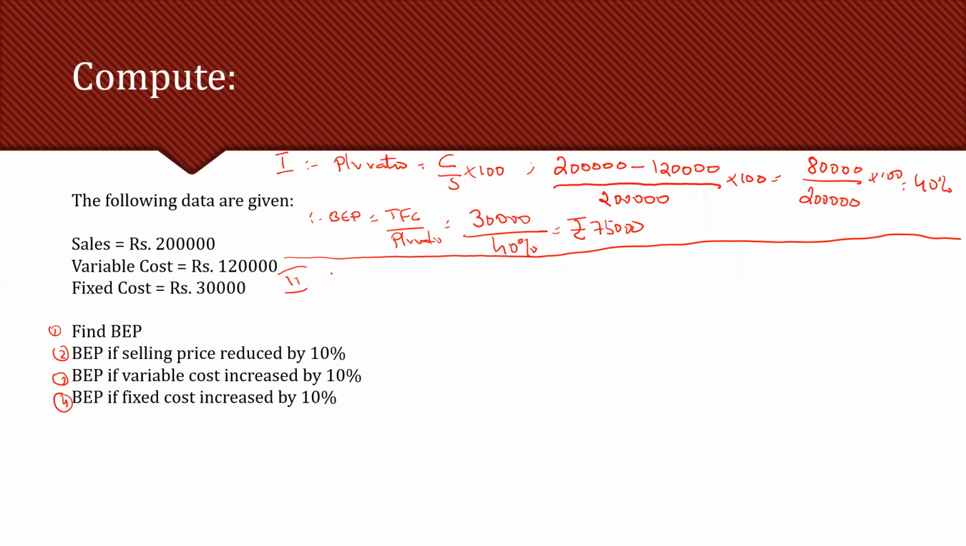So in the second case we are going to find out once again the PV ratio, that is contribution by sales into 100. What is the contribution? Sales minus variable cost, divided by sales. So what is the condition? If the selling price is reduced by 10%, what is the contribution?